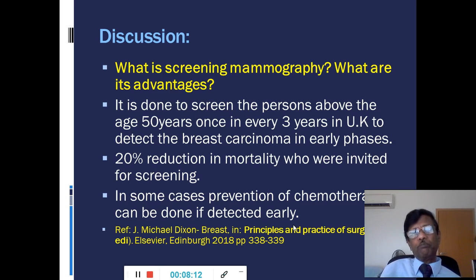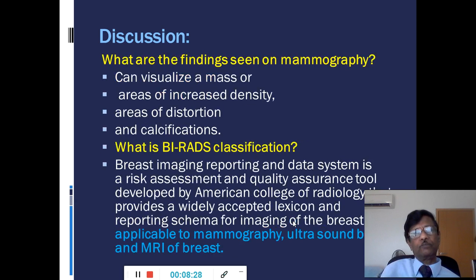There is a 20% reduction in mortality among those who were invited for the screening. So there is a reduction in the mortality among those invited for the screening procedure. In some cases, chemotherapy can be avoided if detected early.